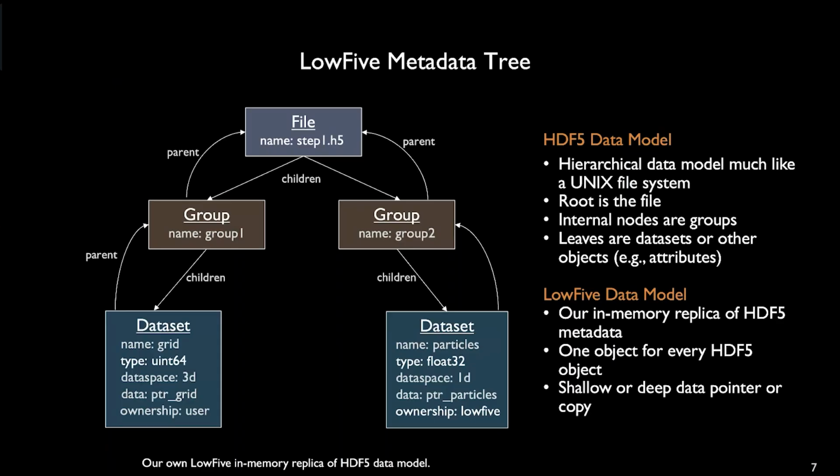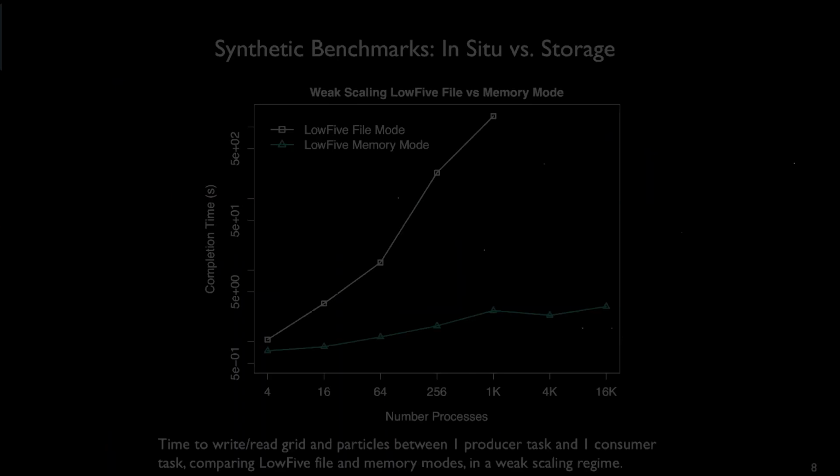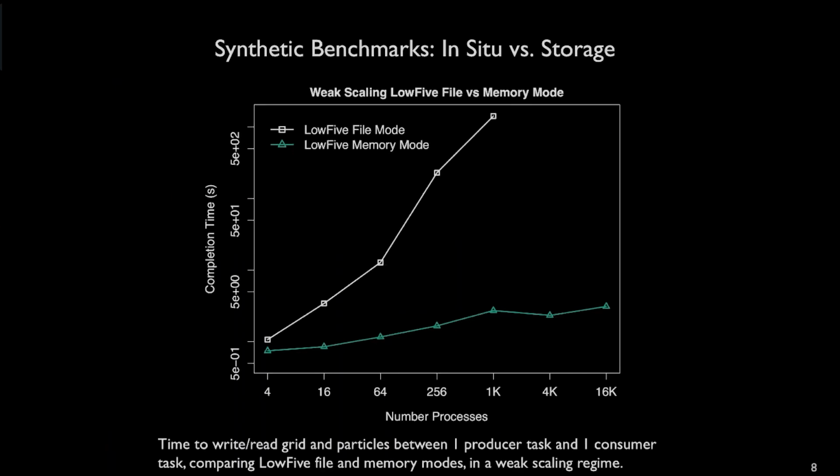And then as codes issue file I/O operations, we access this metadata tree in memory, grab the data, package it, send it from one code to the other rather than to the file system. So that's the basic idea. And in practice, the performance advantages are what you would expect.